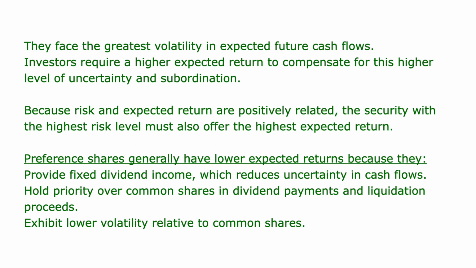They're dealing with the biggest swings in what they think they'll get in the future. So, investors need a higher return to make up for all that uncertainty and the fact that they're second in line. Since risk and expected return go hand in hand, the riskiest security should also pay the most. Preference shares usually don't offer the highest returns because they give you a set dividend, which makes your cash flow less unpredictable. They get paid first in dividends and when the company is liquidated. They're less risky than common shares.